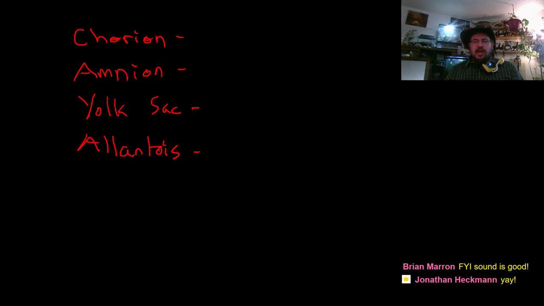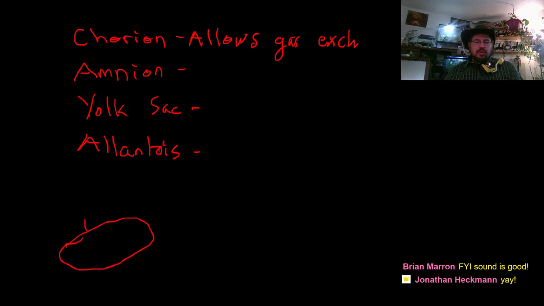It was a joke. So, the chorion is a membrane that is for gas exchange. While the egg may be watertight, it is not airtight. So we still have gases crossing the shell. And so we have a membrane that can modulate that gas exchange. Gas exchange crosses the chorion.